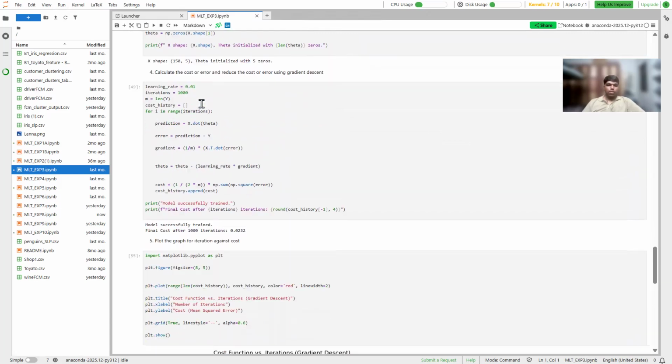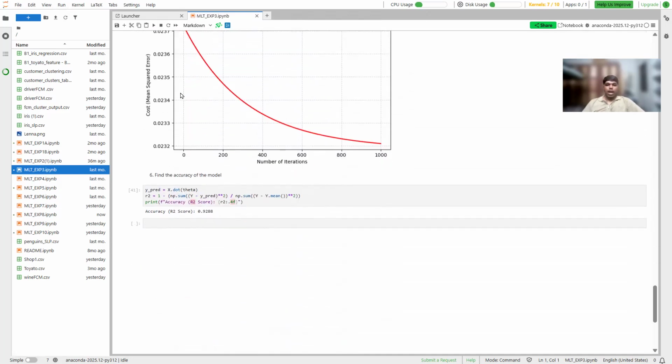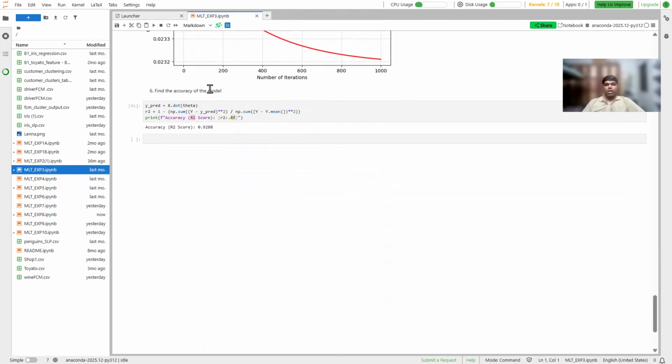Now, we have to calculate the gradient descent. So here I initialize theta, apply the sigmoid function, compute the gradient, and update the weights iteratively. Here we are plotting the graph of cost versus iteration, and we calculate the accuracy of the model.